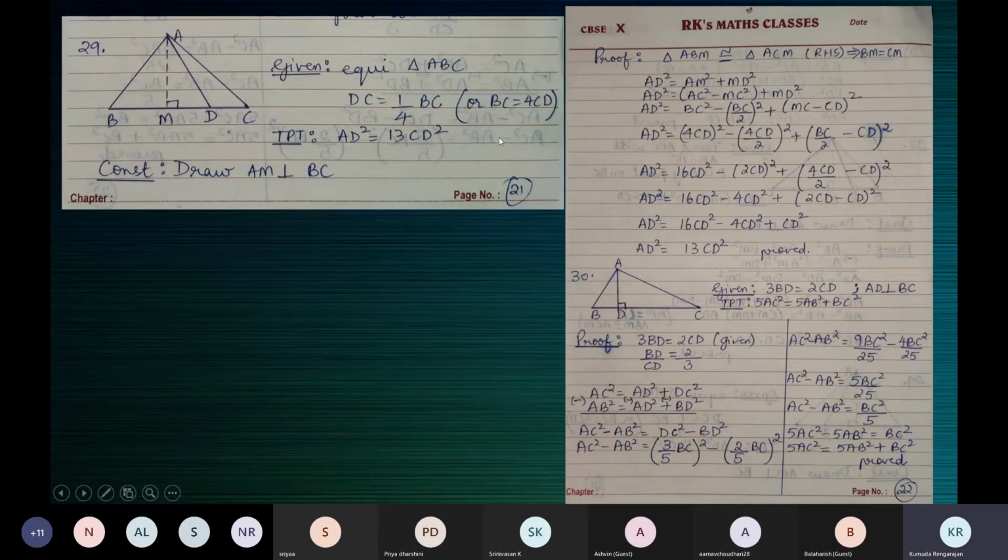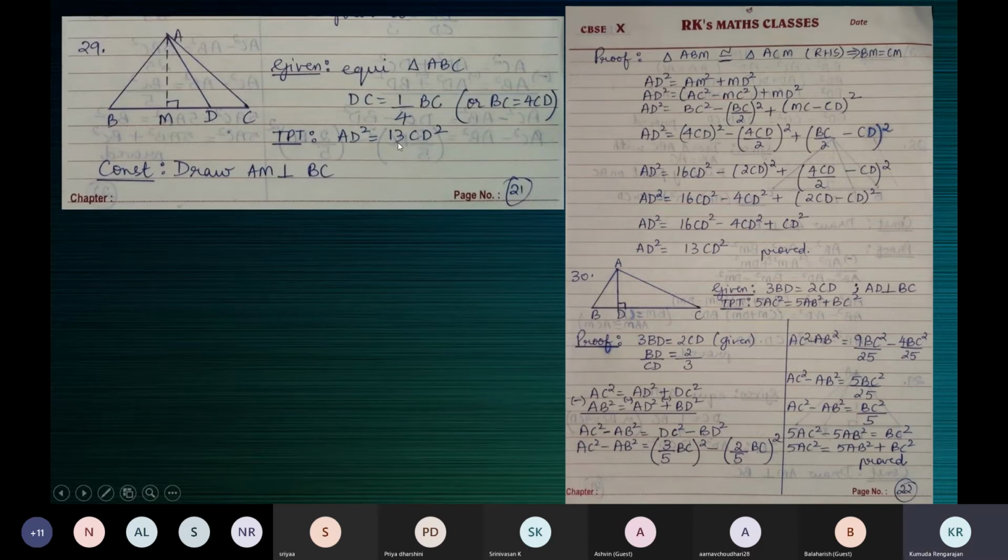Every time, congruency helps us because we get some results through congruency. See here, equilateral triangle, prove that ABM is congruent to ACM, RHS rule. So we have BM equal to CM. Now look at what we have to get: AD square is equal to 13 times CD square.